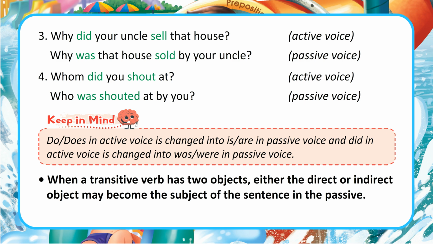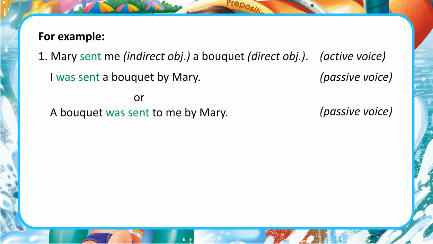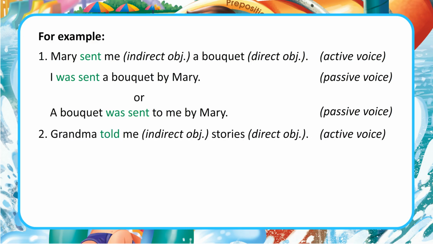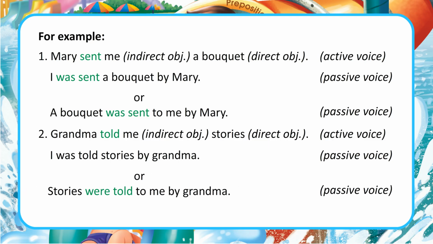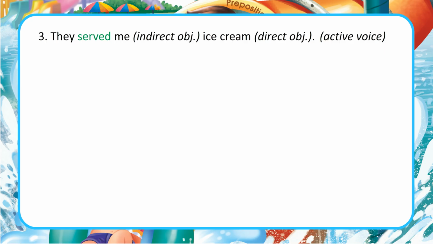When a transitive verb has two objects, either the direct or indirect object may become the subject of the sentence in the passive. For example, 1. Mary sent me, indirect object, a bouquet, direct object. Active voice. I was sent a bouquet by Mary. Passive voice. Or, a bouquet was sent to me by Mary. Passive voice. 2. Grandma told me, indirect object, stories, direct object. Active voice. I was told stories by Grandma. Passive voice. Or, stories were told to me by Grandma. Passive voice. 3. They served me, indirect object, ice cream, direct object. Active voice.